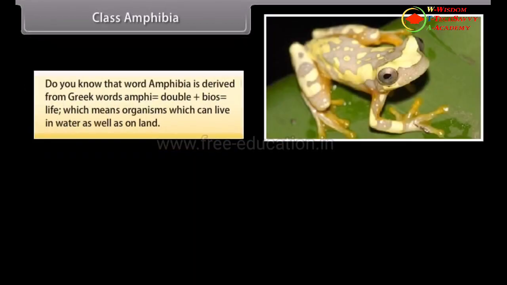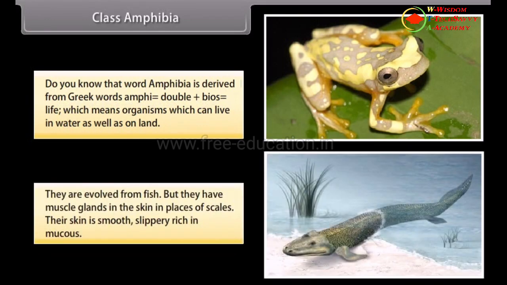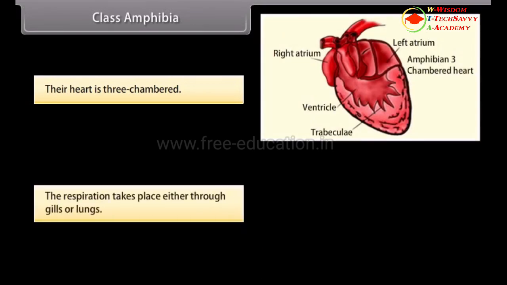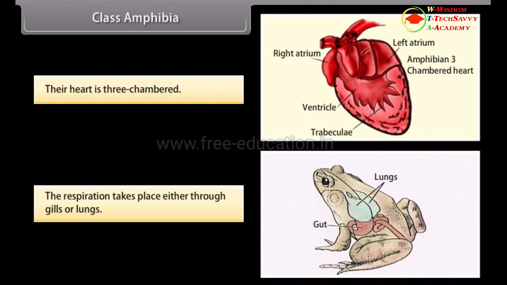Class Amphibia. Do you know that word amphibia is derived from Greek words amphi, which is double, plus bios, which is life, which means organisms which can live in water as well as on land. They evolved from fish, but they have mucus glands in the skin in place of scales. Their skin is smooth, slippery, rich in mucus. Their heart is three-chambered. The respiration takes place either through gills or lungs.